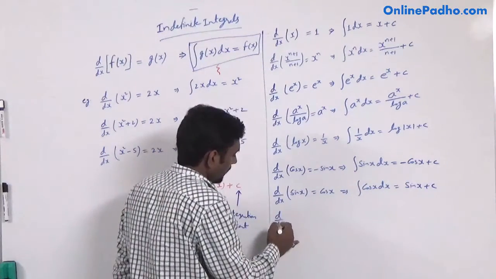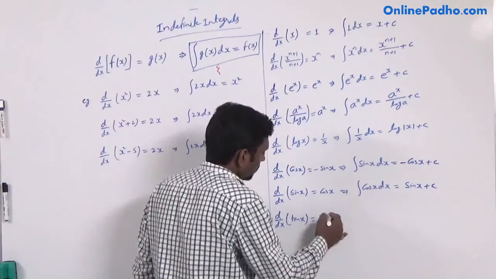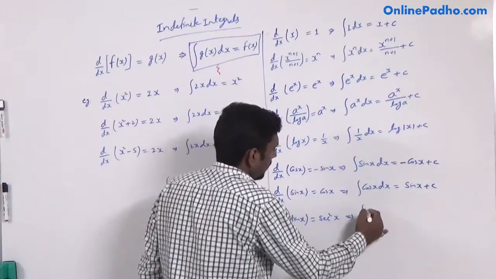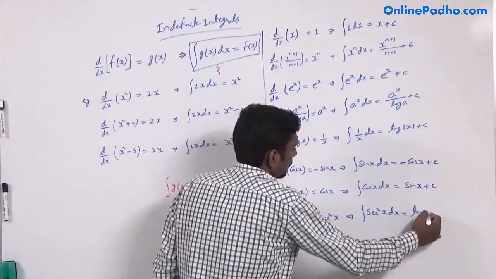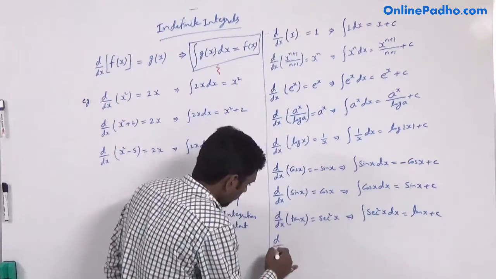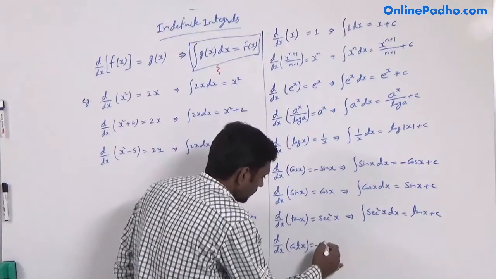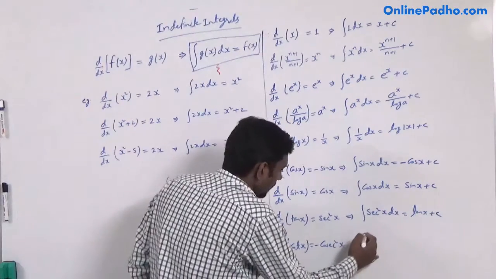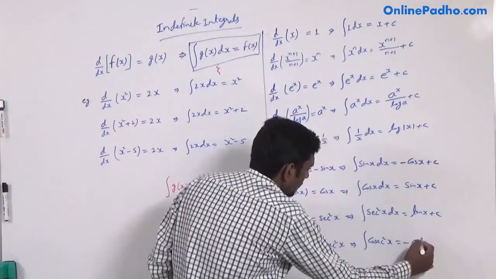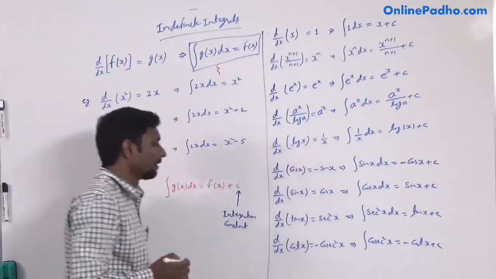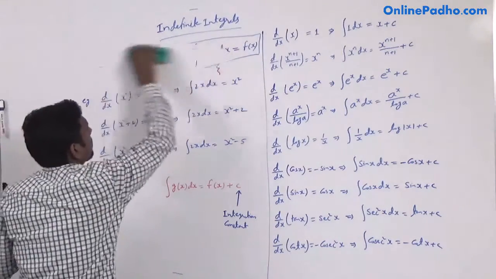You know the derivative of tan x is equal to sec square x. So therefore the integration of sec square x can be written as tan x plus c. Right? You know the derivative of cot x, that is minus cosec square x. So the integration of cosec square x can be written as minus cot x plus c. So these are the formulas of derivatives. You can also have some more formulas for integration.